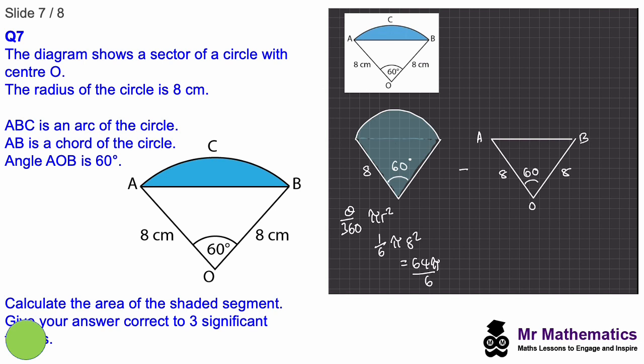The area of a triangle, we can use half ab sine C. So 1/2 of each length, the 8 and the 8, which is 64, times the sine of angle C, which is 60, and this will give us 16√3. So the blue area would be the area of the sector, 64 pi/6, minus the triangle, 16√3, and this will give us 5.8 to 3 significant figures.